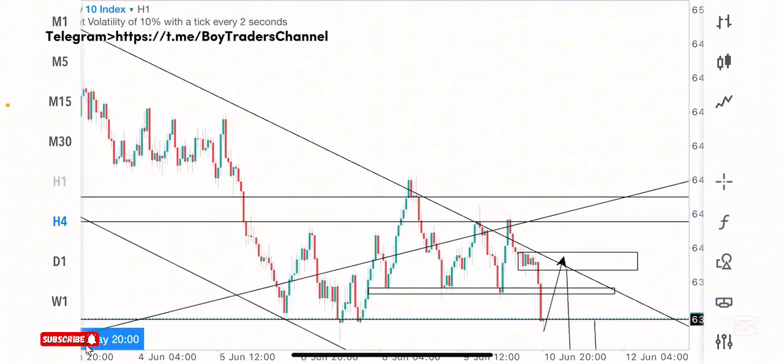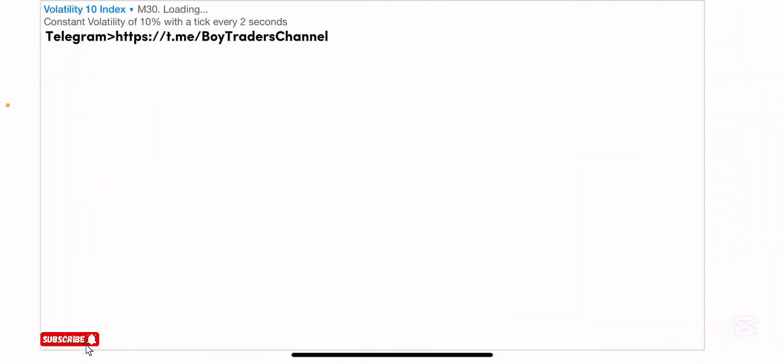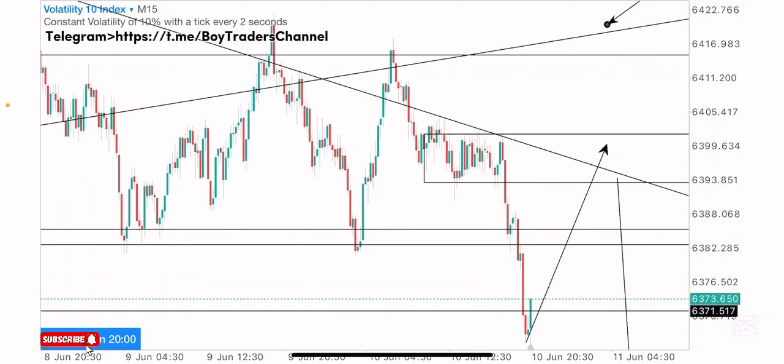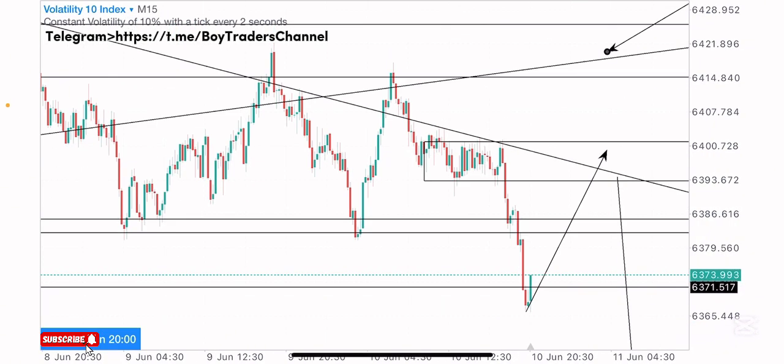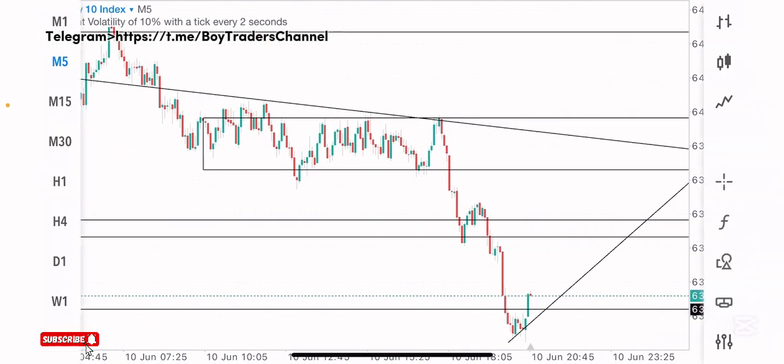So let's watch out for how price reacts to this zone, this 1-hour time frame level, and this bearish order block, looking out for confirmations on the lower time frame like the 15-minute or the 5-minute time frame before shorting this index. And you guys can as well take advantage of these incoming sells on Volatility 10 Index.